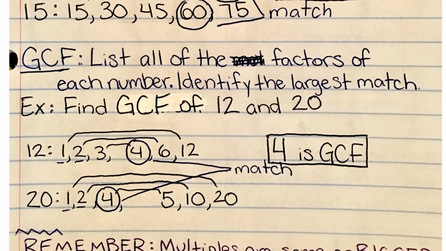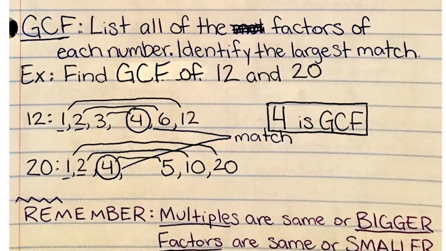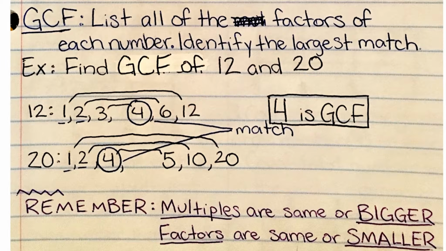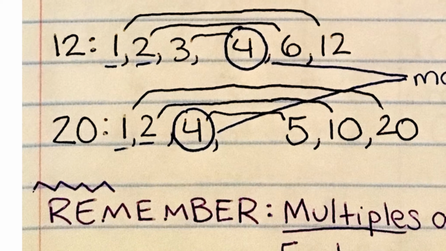Okay, so when we are trying to find the greatest common factor of two numbers, these are the steps we take. We list all of the factors of each number and identify the largest match. So like the least common multiples, we listed all the multiples and found the smallest match. Here we are going to list all the factors and identify the largest match. So in our example, we have 12 and 20. And again, we've done factors before in class, but let's take another look here.